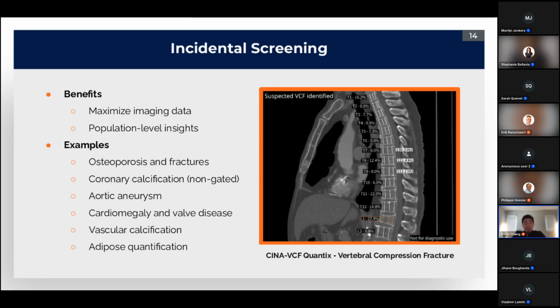Another category, and something I did mention briefly in an earlier slide, is that of incidental screening. Here, the idea is that after an exam has been obtained and after some acute finding or acute question has been addressed, can we maximize the amount of imaging data that's available on the rest of the study? And to some extent, this type of problem has been linked with relatively new and interesting population-level insights that we've long suspected but have never really been proven.